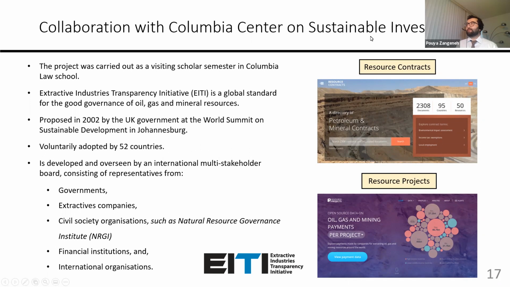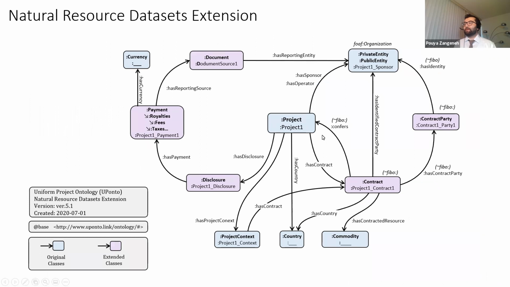So I reached out to them and told them that I think some of the data structure that we have could help connect these disclosures to the contracts. So we expanded the ontology. We had the atomic levels of projects and project context and whatnot, but we expanded them to be able to link the project payments that are generated by the project to the contract clauses. So the goal would be to be able to do queries at the contract level to compare contracting structures.